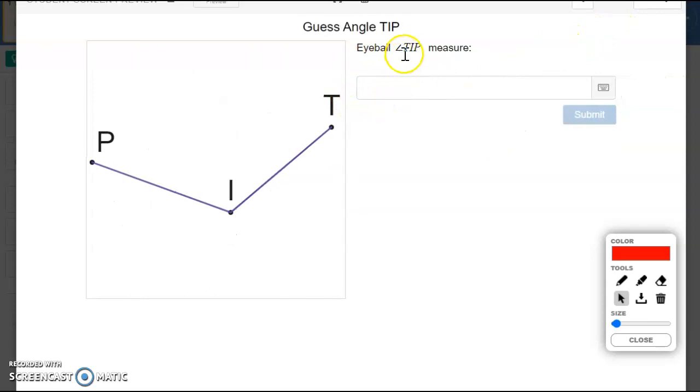All right, so then eyeball angle TIP, TIP. Do you expect it to be bigger than 90 degrees or smaller than 90 degrees? Well, if I was to draw a 90 degrees, okay, it will look something like this. Okay, so that this angle here is 90 degrees. And this is 90 degrees, so you would expect this angle PIT or TIP to be bigger than 90 degrees. So my guess would be maybe 110, 115, something like that.